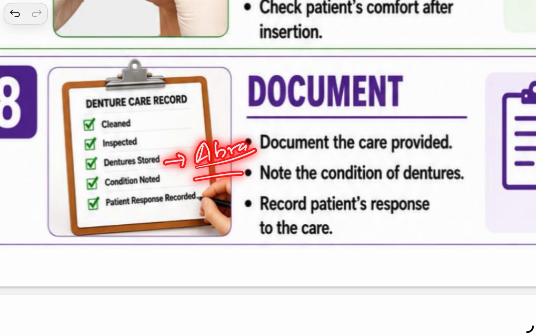Can we store in the hydrogen peroxide? No. It will also make the abrasion. Can we store in the KMnO4 solution? No. That one also will abrade the dentures. Clear? So record the patient's response and note it down.